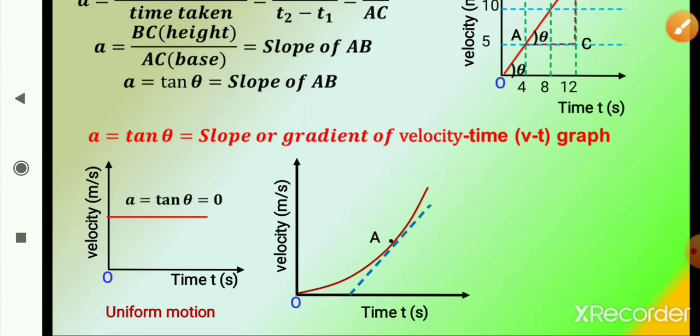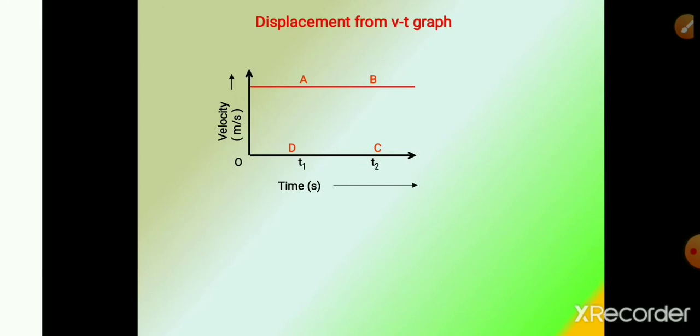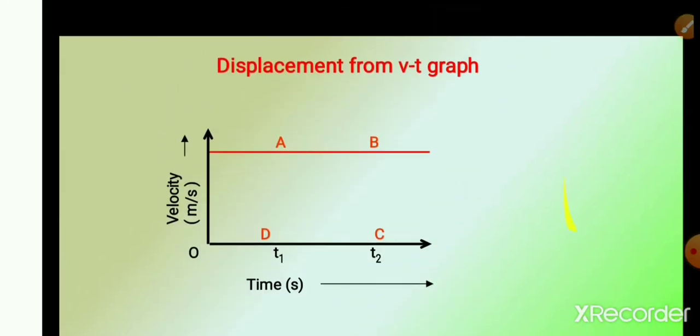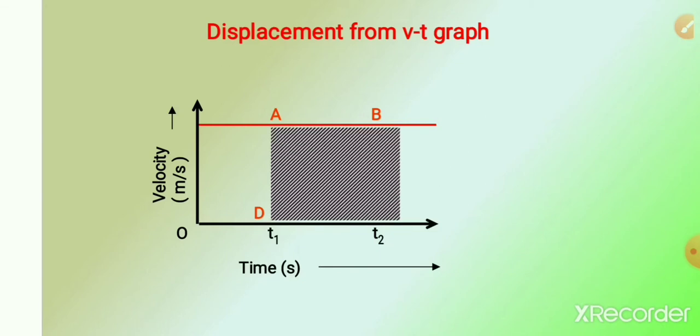And now here, this one is a case of negative slope, so here the acceleration is negative or it is retardation. And now how do we find out displacement from a velocity time graph? So first let us consider a case of uniform motion, and then we can generalize it here.